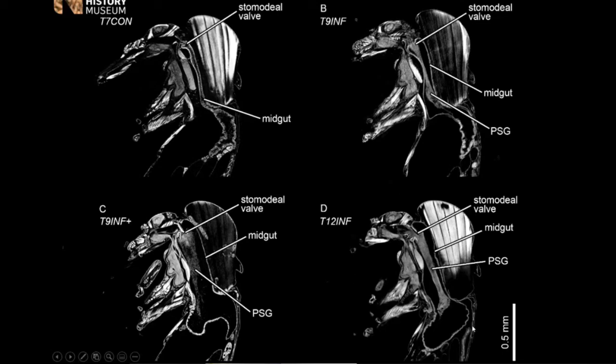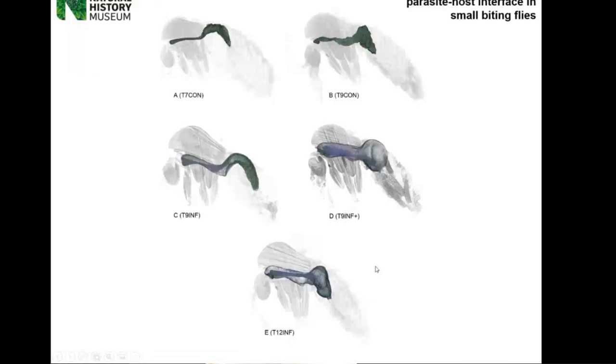And this is just to show you the group of flies that were longest after infection, but they didn't have a second blood meal. They also have an expanded midgut, but not quite as much as those that had the second blood meal. If you look at those in 3D, you can see quite clearly the control flies.